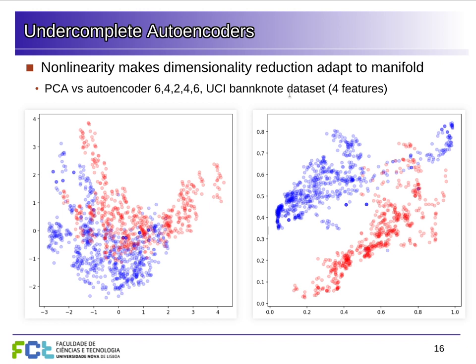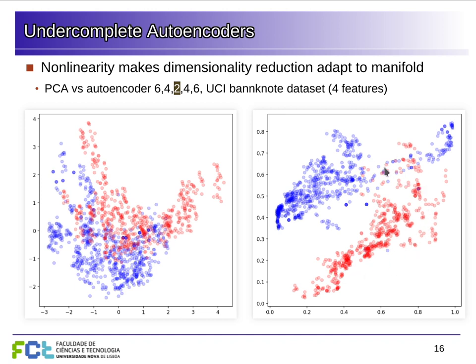This is the banknote dataset, the one that we used in the first tutorial, and this is an example of using an autoencoder of this architecture. So we have 4 features going in, then we have a layer of 6 neurons, 4, 2, 4, 6, and then 4 features going out again. And we train this without regarding the different classes. We train it with just the features for the whole data set, and the autoencoder learns to project the data into these 2 dimensions, preserving a lot of the structure.